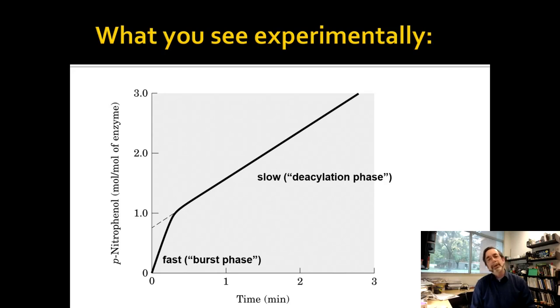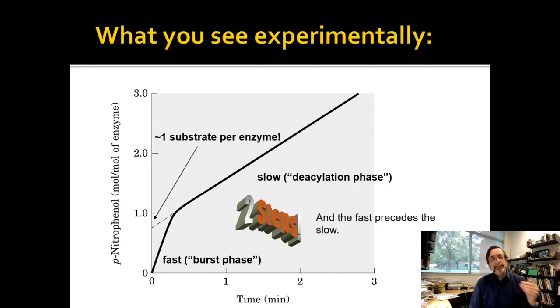So they were like, oh, that seems like the enzyme is able to do the first step really quickly, but then it gets slowed down. When you have the empty enzyme, it's able to go really fast. But it gets full because it has this slow step. It must be a slow step. It must be second. And it must be breaking the covalent bond. Therefore, you must make a covalent bond if you have to break it and it's slow. So the fast precedes the slow, 1 substrate per enzyme.